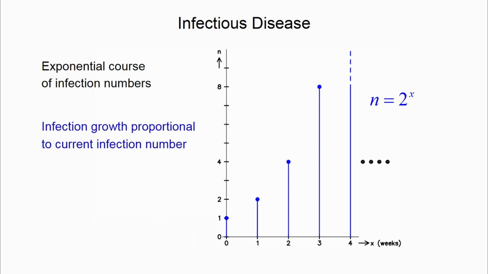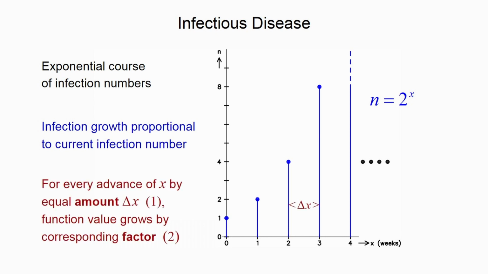The growth of the number of infections is obviously proportional to the numbers themselves, which is characteristic for an exponential relationship. As a result, for every equal amount delta x that x advances, in this case with delta x being 1 week, the belonging value grows by a corresponding factor. Here it's the factor 2.